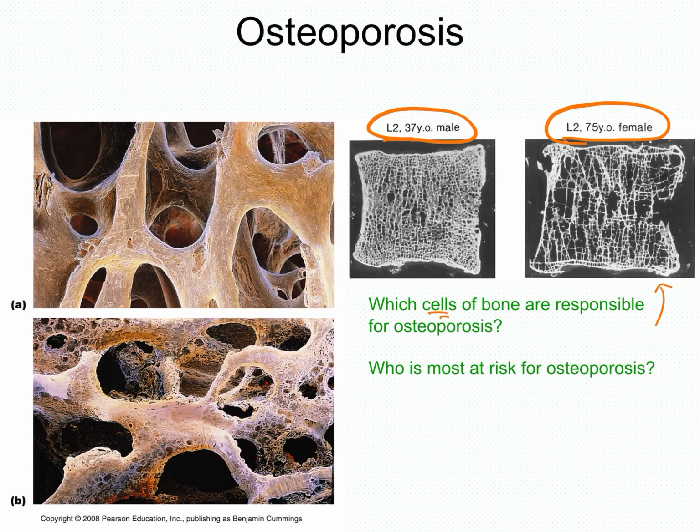So what cells are responsible for osteoporosis? This would be your osteoclasts, right? Because they're breaking down the bone. So osteoclasts can still be active, but your osteoblasts may not be as active. And so your osteoclasts are just outpacing your osteoblasts. So you're going to be taking away bone density instead of putting it in. Who's most at risk? This is going to be the postmenopausal older women.